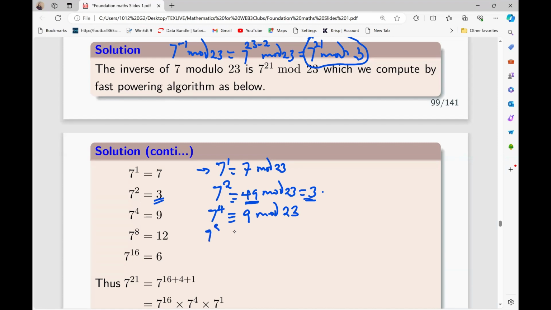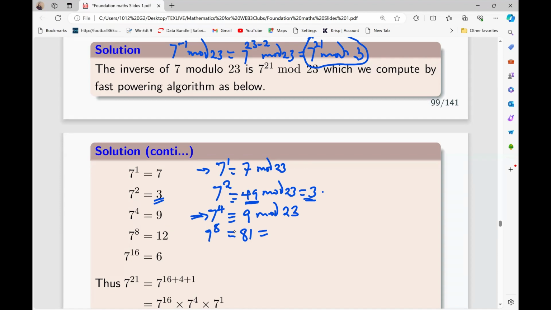7 raised to 8, of course, again, we square this line, the entire line. When you square that, 9 squared is 81, which is larger than 23. So you have to divide by 23 and note the remainder. Let me just go to my calculator, as you also do the same. Find your calculator so that we can move fast.